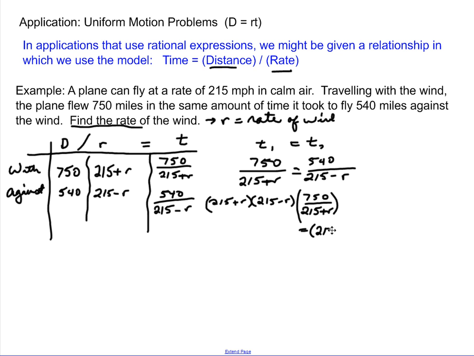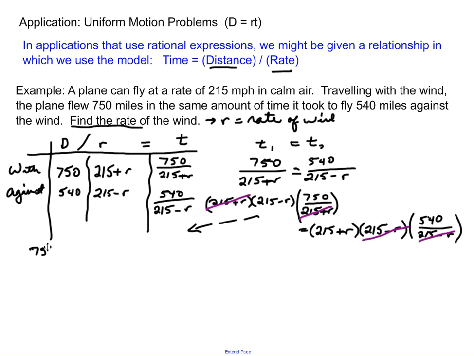215 plus r times 215 minus r times 540 over 215 minus r. Now, as you can see, what happens is that we cancel out the relevant pieces here. So 215 plus r cancels with 215 plus r. 215 minus r cancels with 215 minus r. And we actually have this equation now, and I'm going to write it over here, where I've got a little bit of room to work left to right.